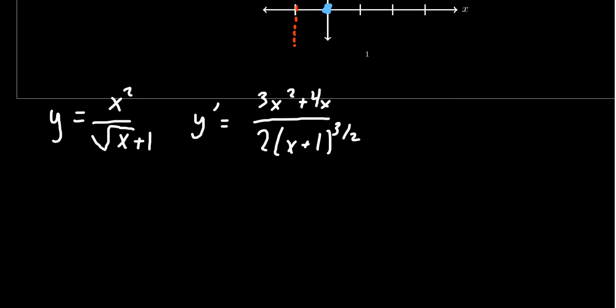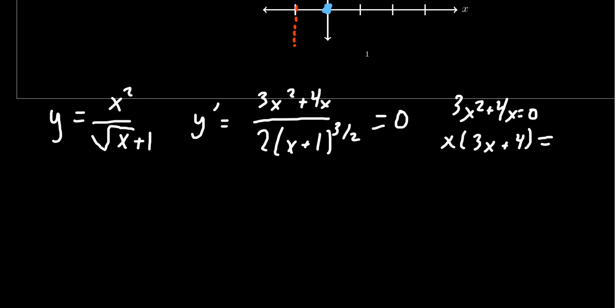And so what we want to be looking for is, when does this thing go to 0? That'll happen when the numerator goes to 0. So we're interested in 3x squared plus 4x equals 0. If you factor that thing, you can take out a factor of x. So you get x times 3x plus 4. When does that equal 0? And we can see that this will happen when x equals 0 and negative 4 thirds.